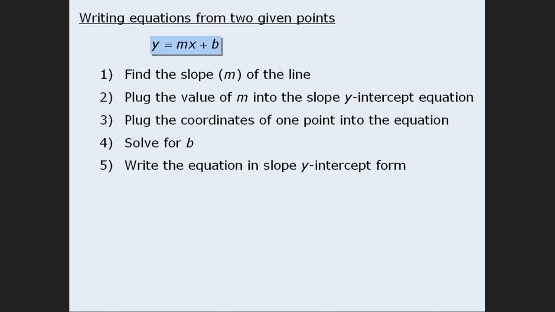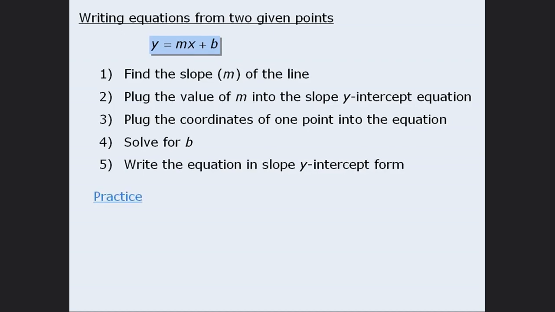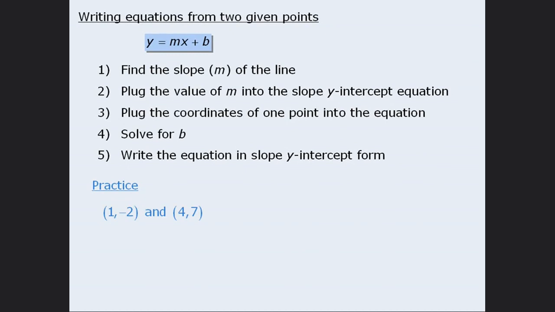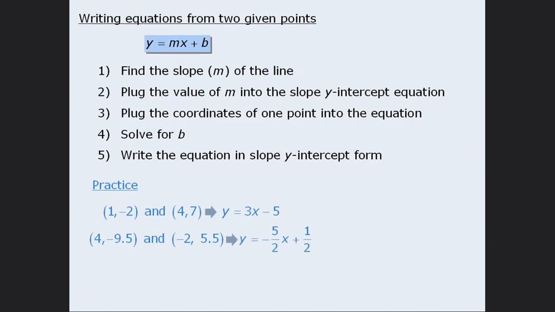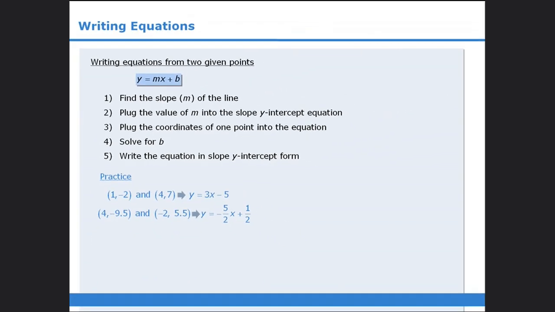Now, if you wish to practice these steps, here are 2 points to work with. If you perform the steps correctly, the equation will be y equals 3x minus 5. Here are 2 more points to practice with, and here's the corresponding equation. Okay, that concludes this lesson on finding the equation of a line given 2 points on the line.